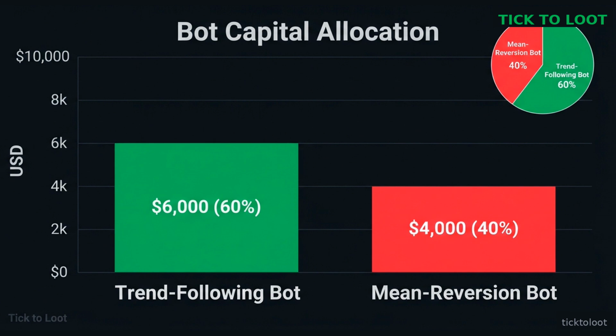You have decided to run a trend-following bot that rides big moves and a mean reversion bot that looks for price to bounce back after a dip. A common rule for beginners is to start with a 60-40 split. That means you would assign 60% or $6,000 to the trend-following bot and the remaining 40% or $4,000 to the mean reversion bot. Why 60-40? The trend bot usually trades on longer time frames and can handle a larger position, while the mean reversion bot often trades more frequently and may need a smaller cushion to survive short-term whipsaws.